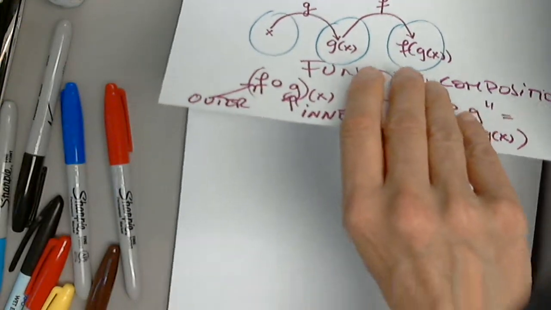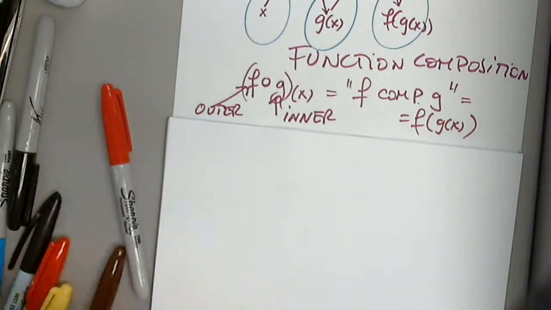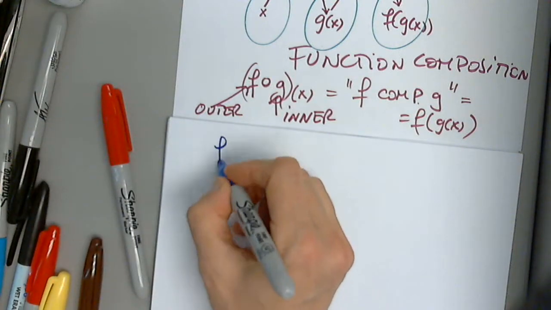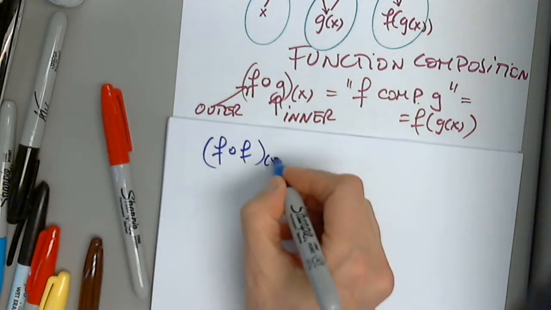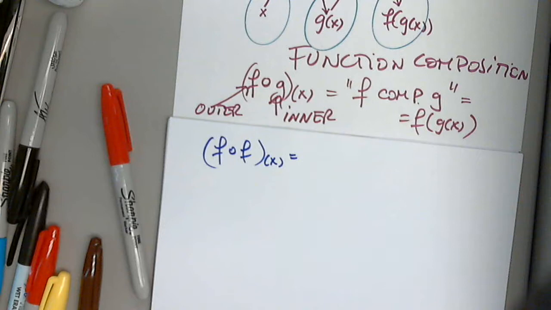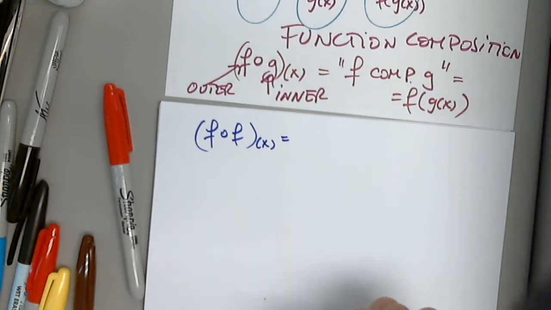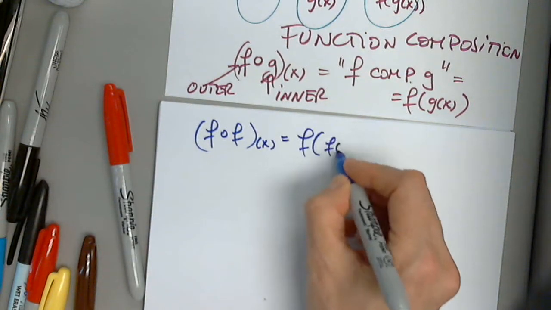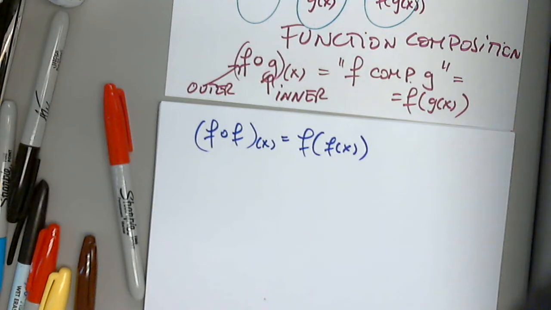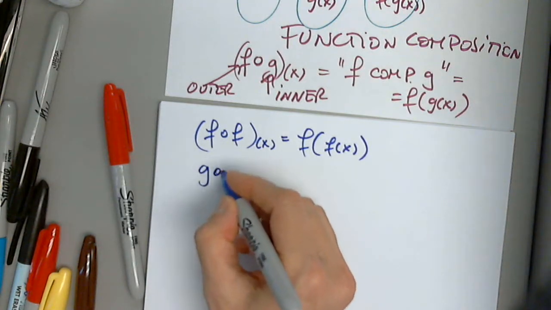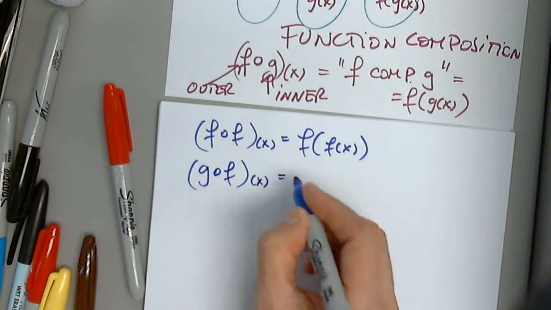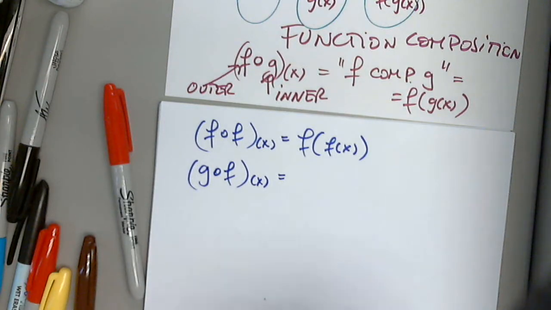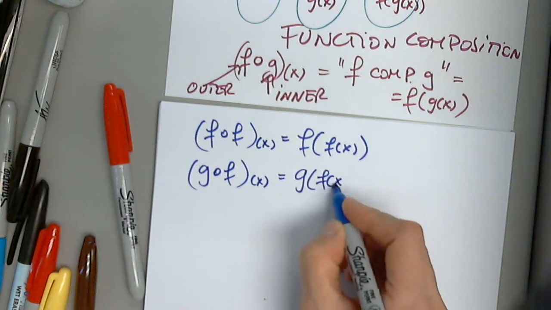Now, please tell me, what would the definition be if I were to ask you to find f comp f? What will you say? That's it. Thank you very much. What if now we want g comp f of x? G of f of x. Thank you, Eric. Perfect.